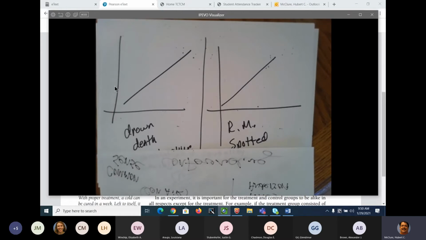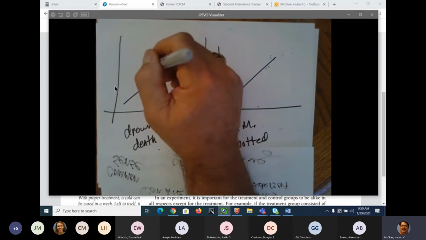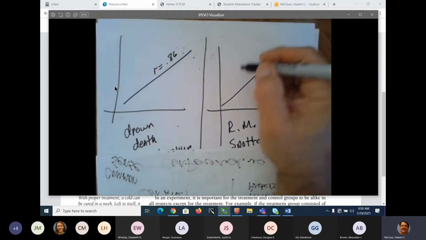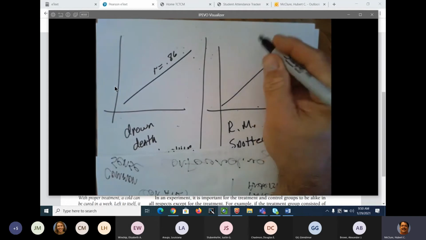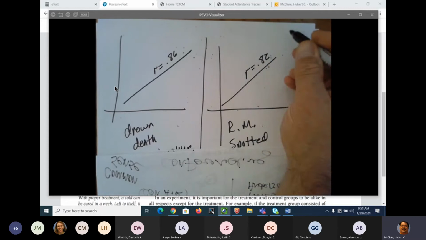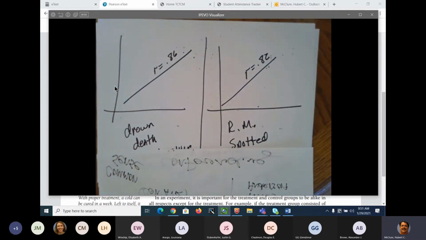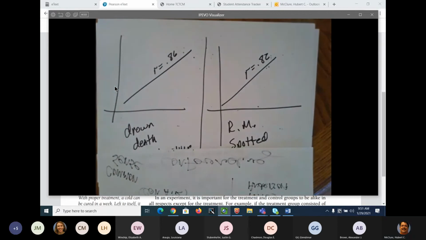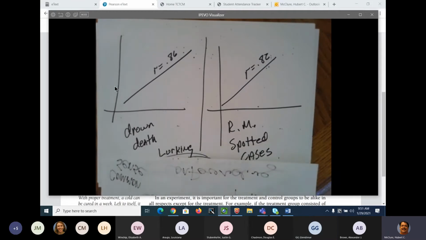All right, so what about the correlation of drowning deaths? Let's say that's a correlation of r = 0.86, and Rocky Mountain spotted fever cases r = 0.82. Here, again, we have correlation, but do these things have anything in common? They're both in hot weather months, basically, over the summer. Exactly. And that is what we call a lurking variable.